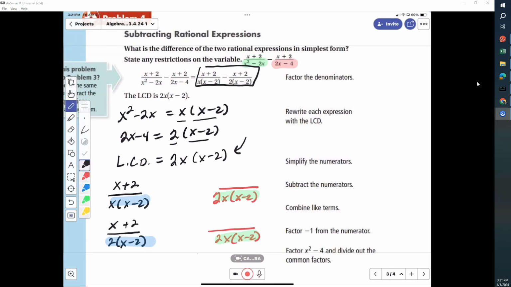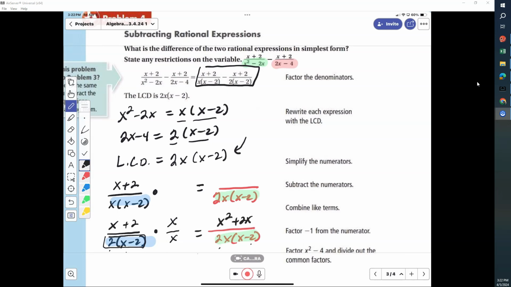So I need to change it so it can look like the fraction having the same denominator. If I look at the first fraction, I have a 2, I have a 2. I have an x minus 2, I have an x minus 2. The only thing missing is the x. So I'm going to have to multiply my existing denominator times x, so I can get 2x times x minus 2. And whatever you do to the denominator, you have to also do to the numerator. So you have x times x plus 2, so you have x squared plus 2x.